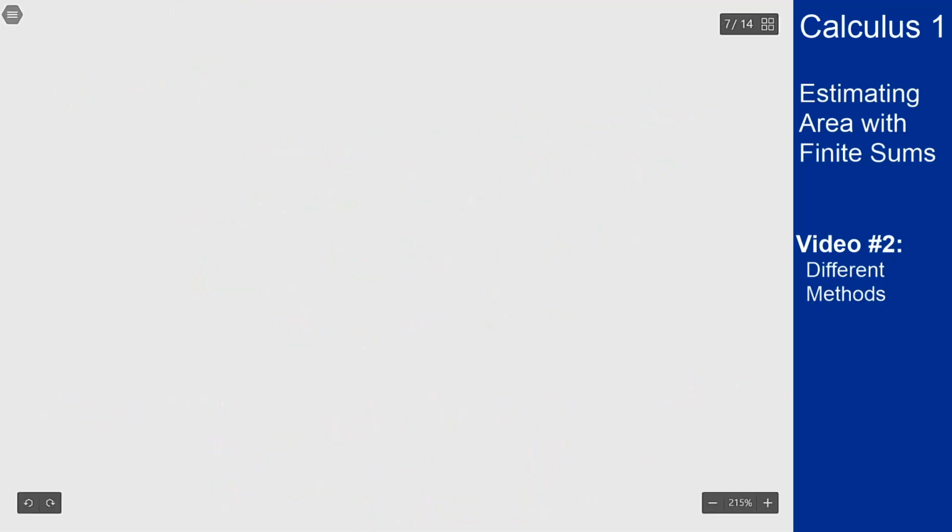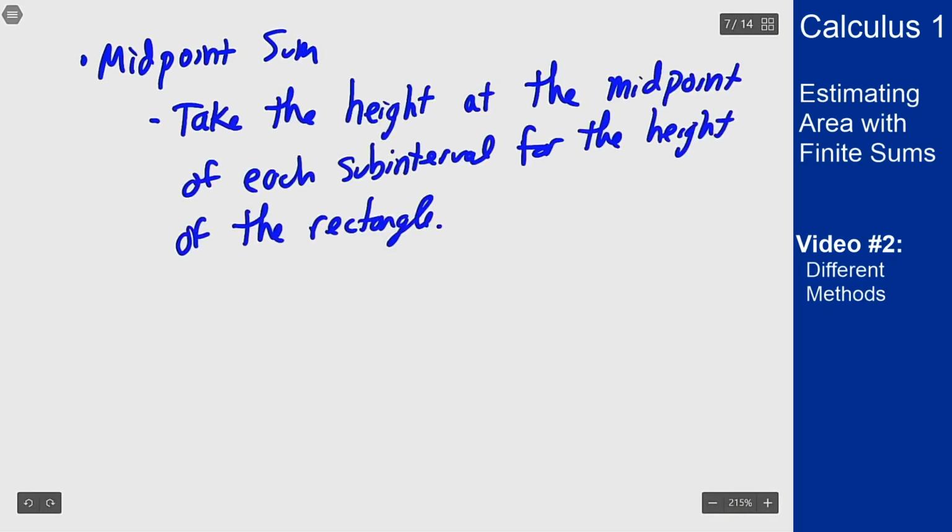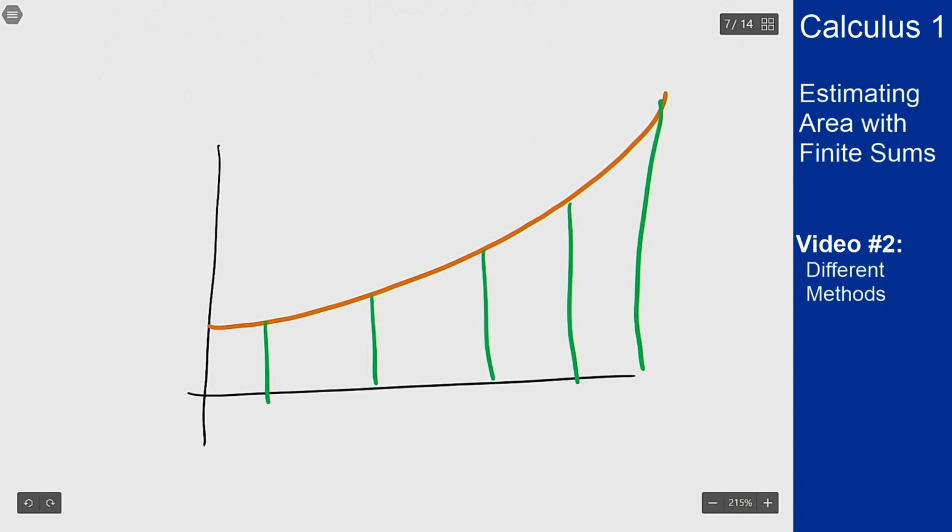A third option is what's called a midpoint sum. And this just says I want to take the height at the midpoint of each interval and use that to make my rectangles. In a picture, I'm taking the midpoint and using that height for my rectangles. So midpoint there, across to the height, midpoint across, give me the height, midpoint across, give me the height.